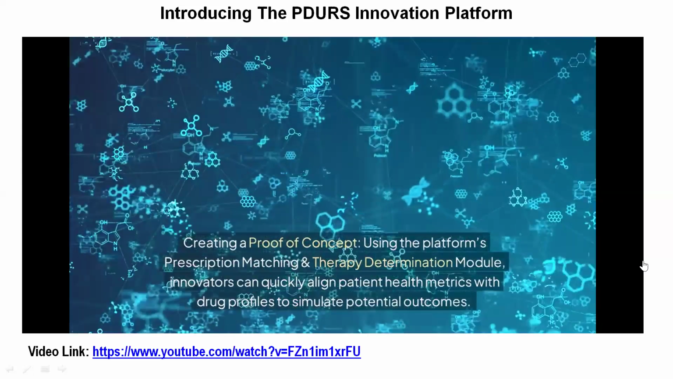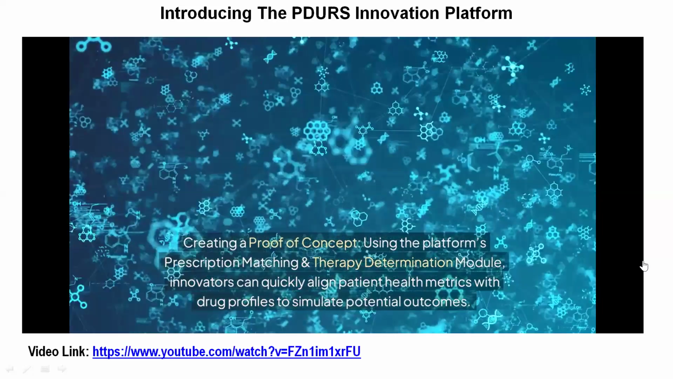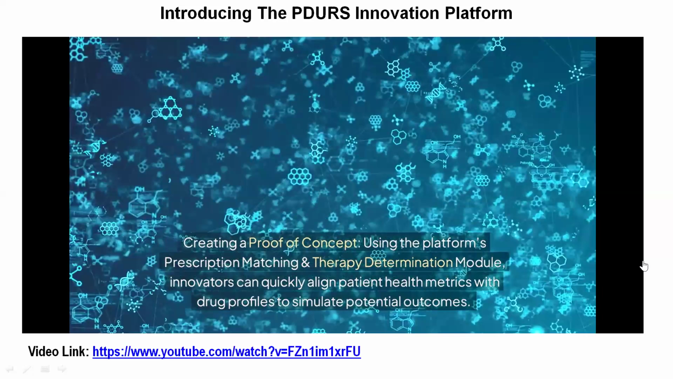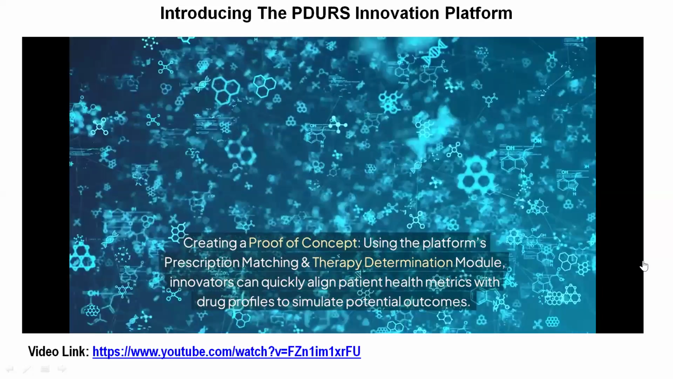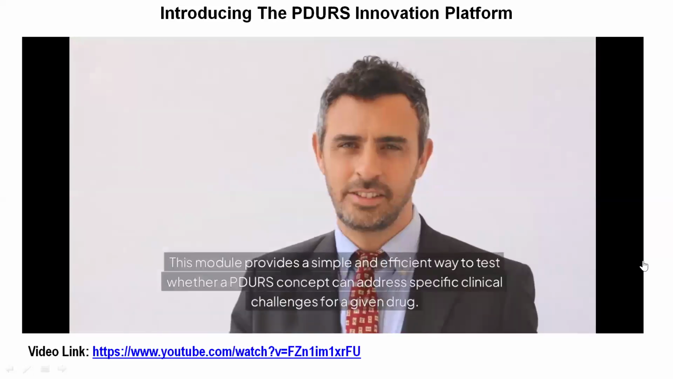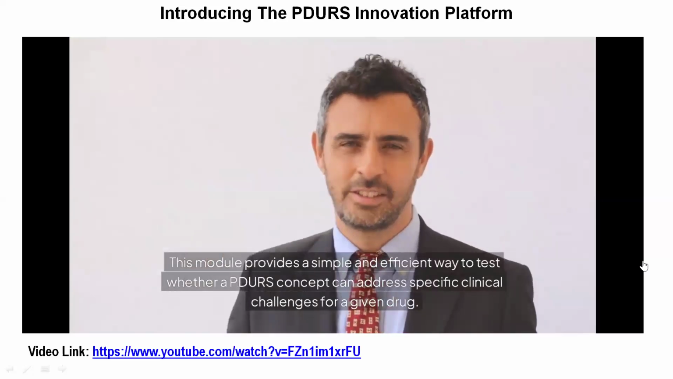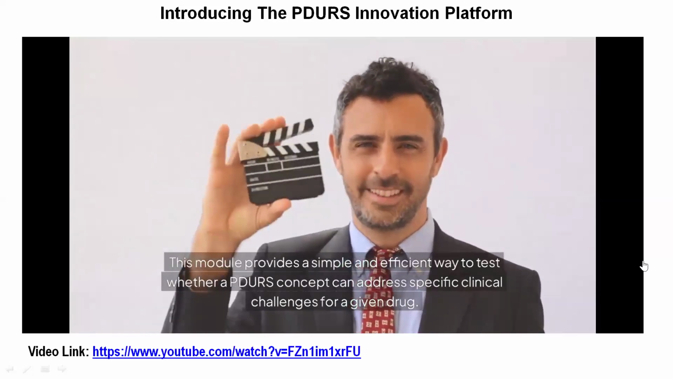Creating a proof of concept. Using the platform's prescription matching and therapy determination module, innovators can quickly align patient health metrics with drug profiles to simulate potential outcomes. This module provides a simple and efficient way to test whether a PDURS concept can address specific clinical challenges for a given drug.